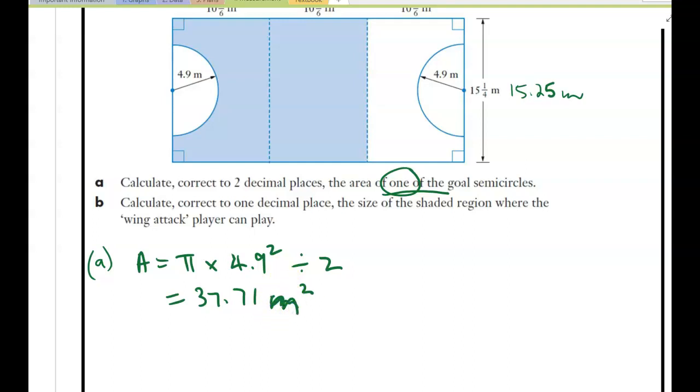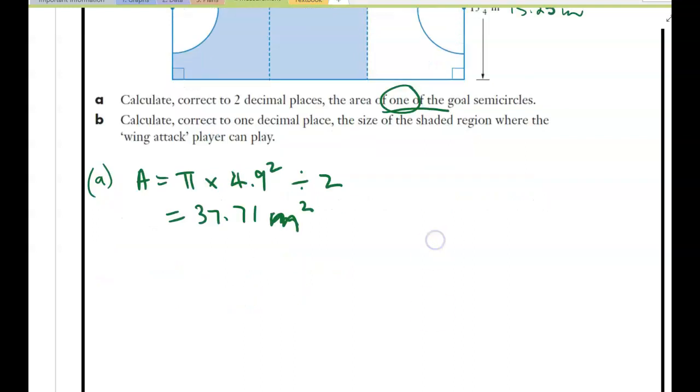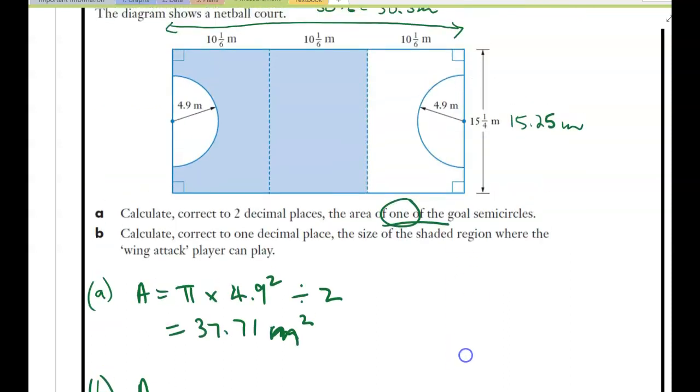And then the size of the shaded is where wing attack can play. So wing attack can play across the 2/3, but not the goal circle. So the 2/3 but not the goal circle, the 2/3 is represented by a rectangle. That rectangle. So I guess we do need the 15.25 and 2 of these, which is 20 and 2/6.